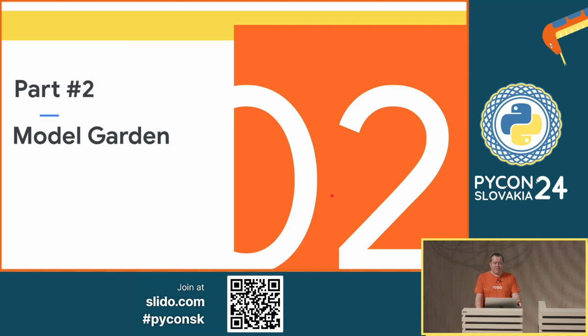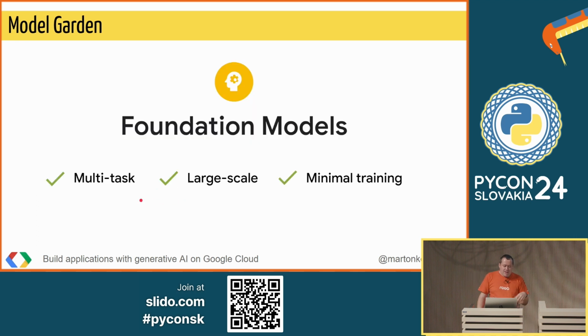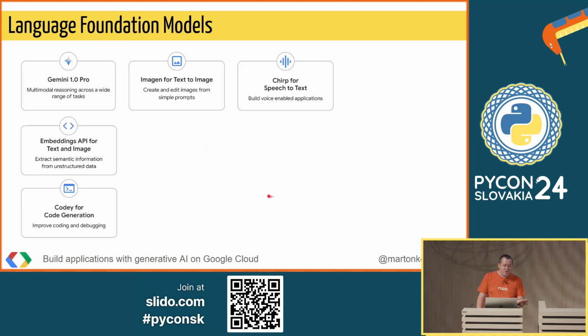Model Garden is the catalog that they put together, like other catalogs you have seen on the internet, Hugging Face, for example. This is Google's name on Vertex AI, Model Garden. It has 3 parts: foundation, open source, and task specific. Essentially, foundation and open source will be covered by me. Foundation models, I don't want to give you Wikipedia information or whatever ChatGPT information. They are multitask, large scale, minimal training. I highlighted only a few.